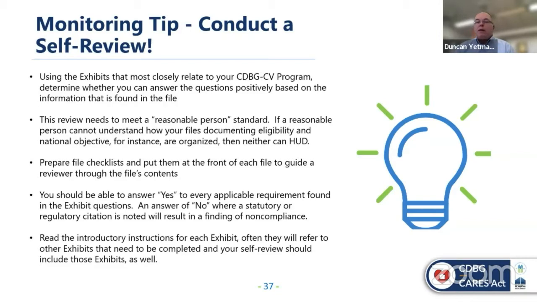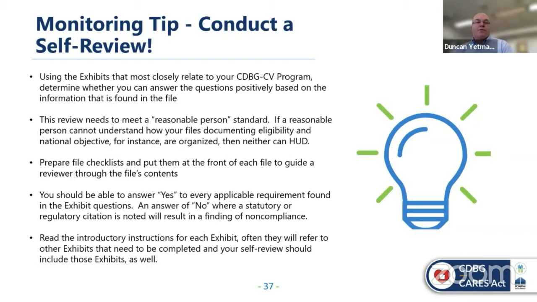So as you're doing your self-review, don't just go to those exhibits. Read the introductory instructions for each exhibit. Read the introductory instructions to Chapter 3 and to Chapter 4. Often they will refer to other exhibits that need to be completed, and your self-review should include those exhibits as well.